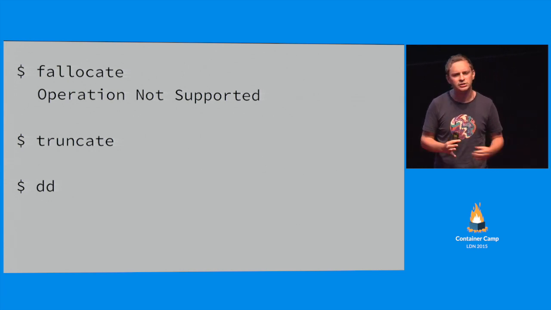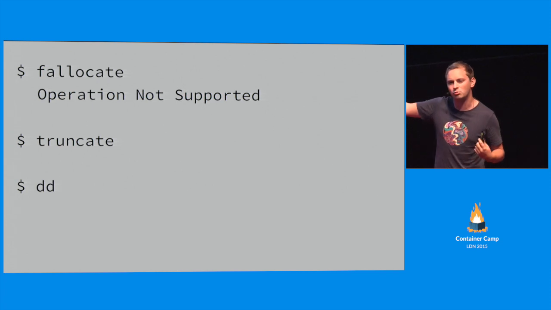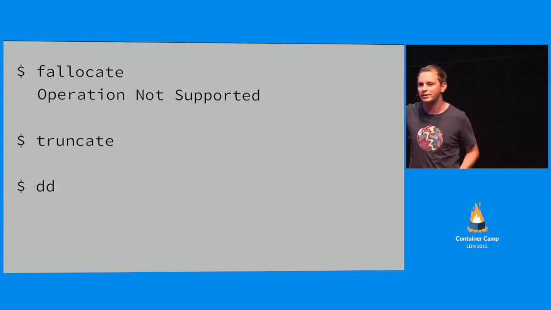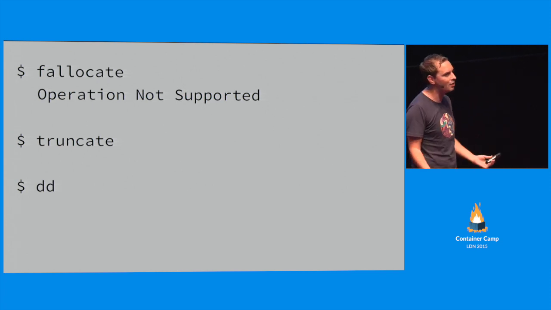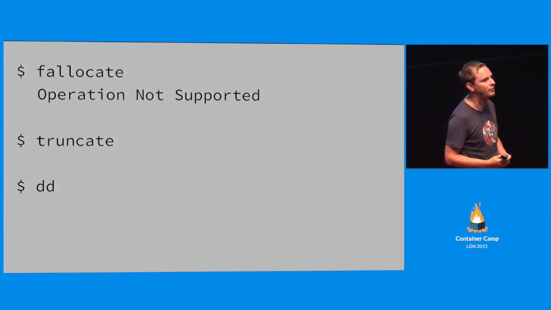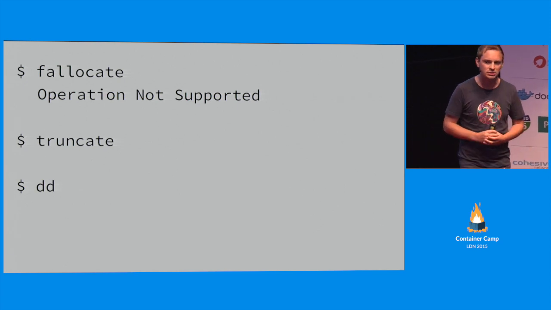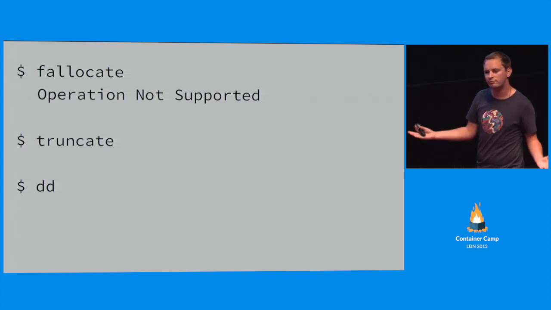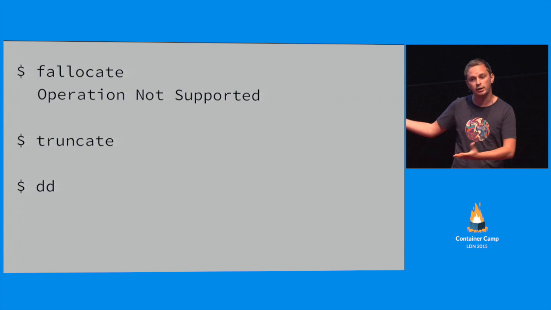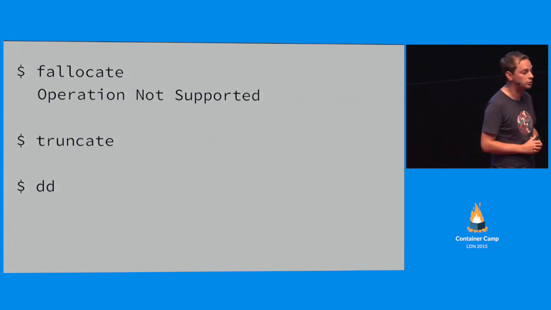And like with many things in software, just because this functionality wasn't supported, truncate and dd definitely were. They may be a bit slower, but they can still generate a very big file very quickly. And without functionality for disk quotas built into Docker, users just had free rein, and they could create large files without very many restrictions.